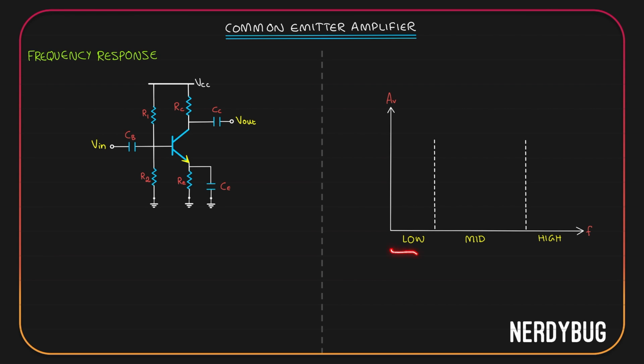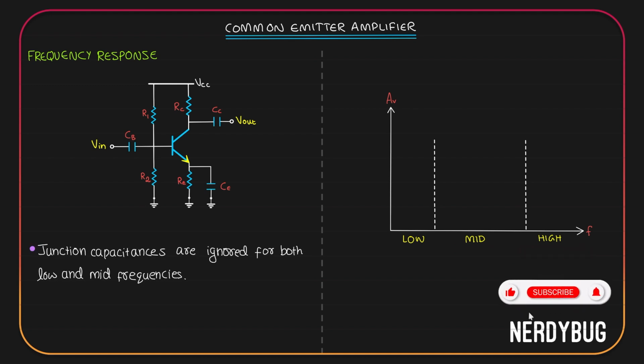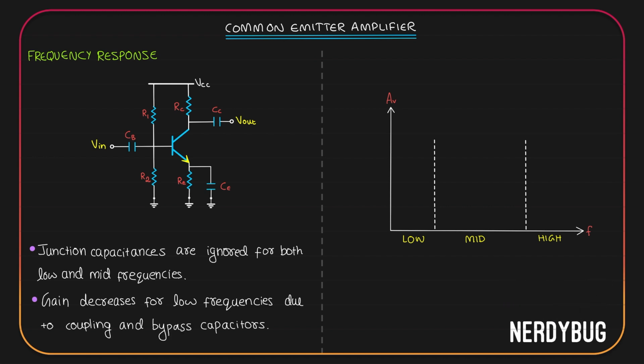Assume this much is considered low frequency, this much is considered mid frequency, and whatever frequencies are greater than this is considered high. We already saw that the junction capacitances are ignored for both low and mid frequencies, so we do not have to worry about them changing our gain. We also saw that the gain decreases for low frequencies due to the coupling and bypass capacitors, so we can show it in the graph like this. Gain decreases with decrease in frequency.